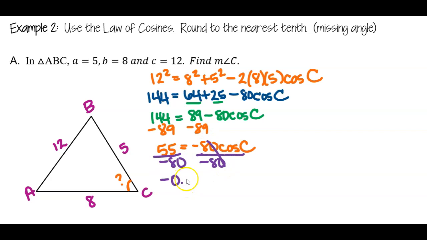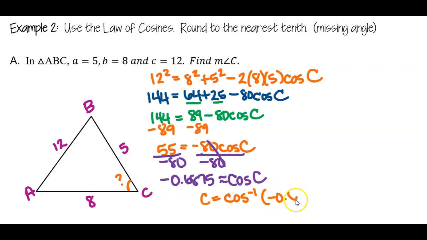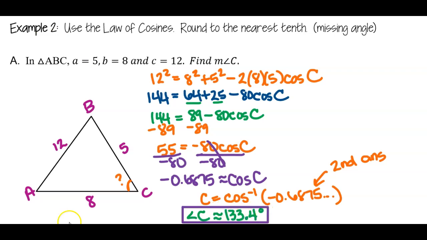We're going to get negative 0.6875, approximately equal to cosine of C. And again, you probably want to leave all these digits in there so that when you are solving for angle C and doing the inverse, you're going to do cosine inverse of the negative 0.6875. Again, leave those digits in there. You can press second answer. That will leave it so it's not rounded. And so we're going to finally end up with angle C is approximately equal to 133.4 degrees. And there you go.